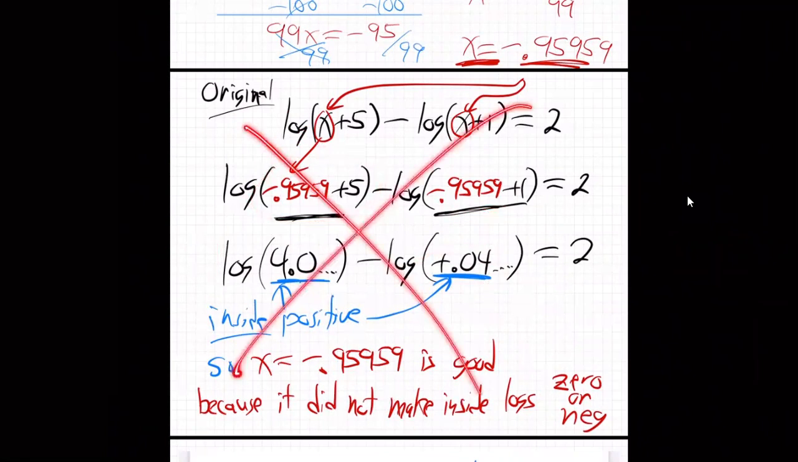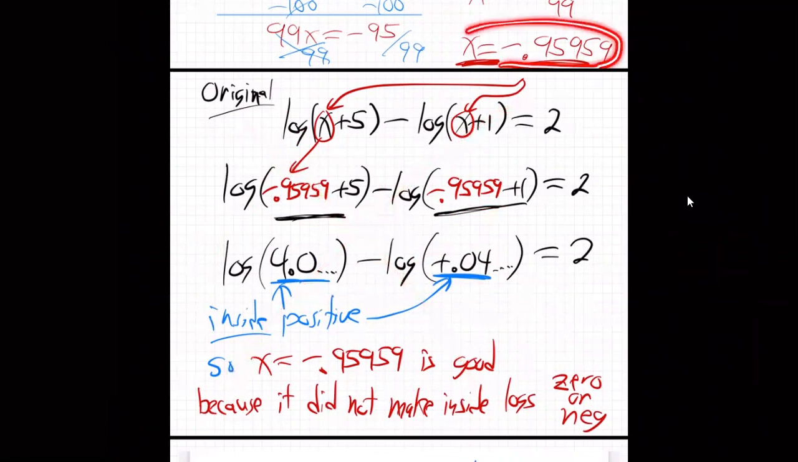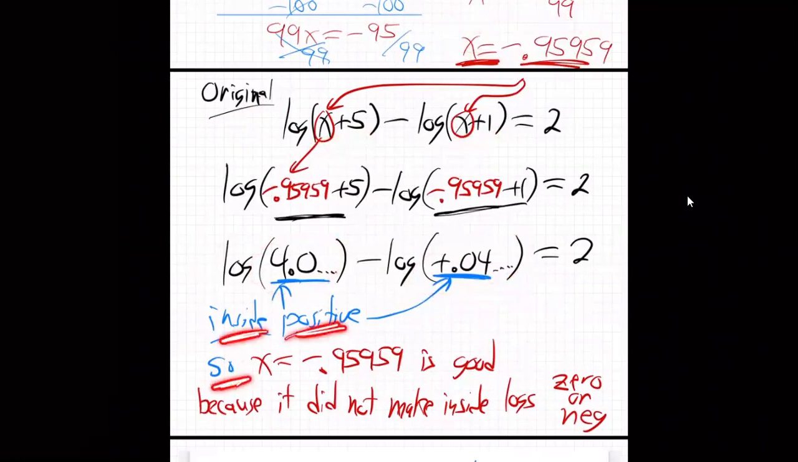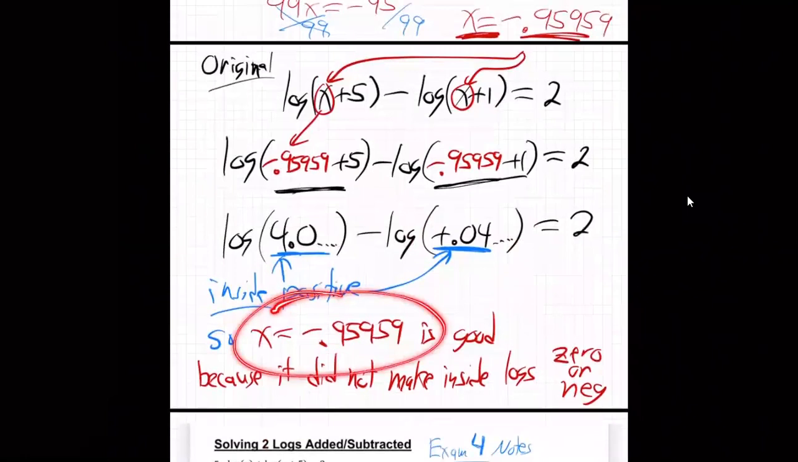You don't have to do this if you can just see it. If you can just look at this answer and go, oh, he's not going to make the inside of any log 0 or negative. Even though he himself is negative, he doesn't make the inside of the log negative, does it? When you put him in right here, plus 5, it comes out positive. When you put him in here, plus 1, it's still barely positive. Inside is positive, so it's a keeper. It's a good answer. So what's the real answer? It's that answer. That is the right answer. We don't throw it away.